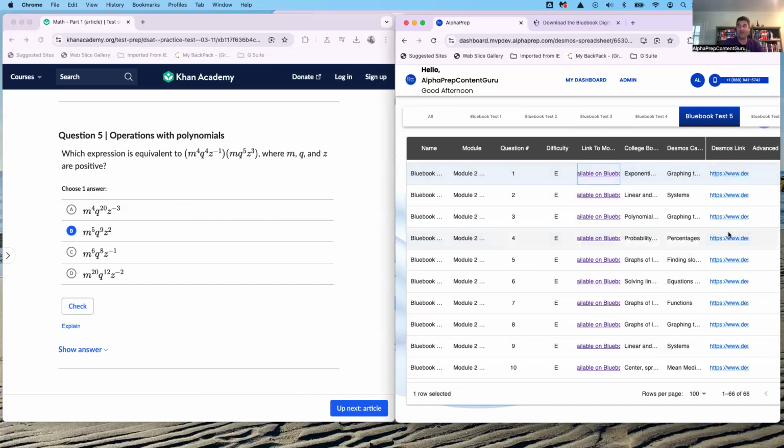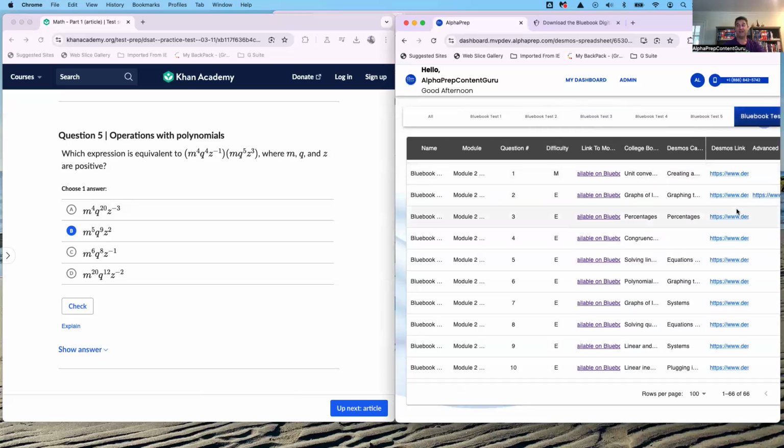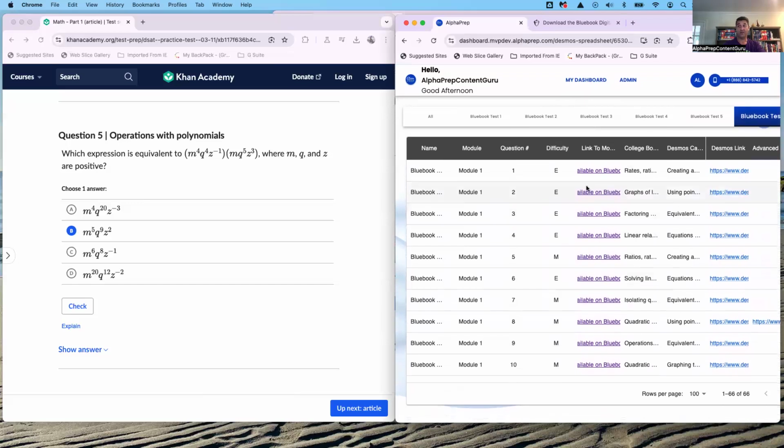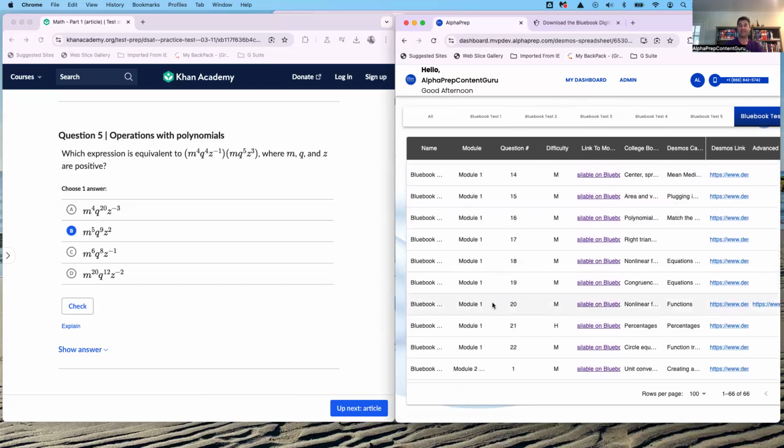We did everything, but Khan Academy has yet to release links to these modules the same way they did for all the other tests. But we're on top of things. Test 6, check it out. Ready? You'll love to see this. This is module 1 right here. See module 1? Look at the Desmos links. Links for every single question.